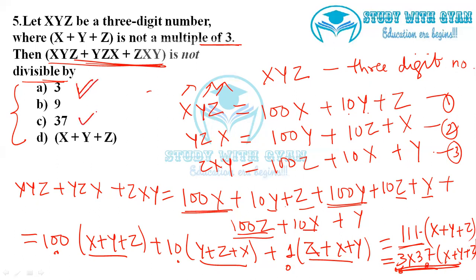37. So again, this is divisible by 37. And they said that x plus y plus z is not a multiple of 3. So when you divide this entire number by x plus y plus z, simply it will be divisible by x plus y plus z. But this number is not a multiple of 9. So simply this number is not divisible by 9. I hope this is also clear to you all.